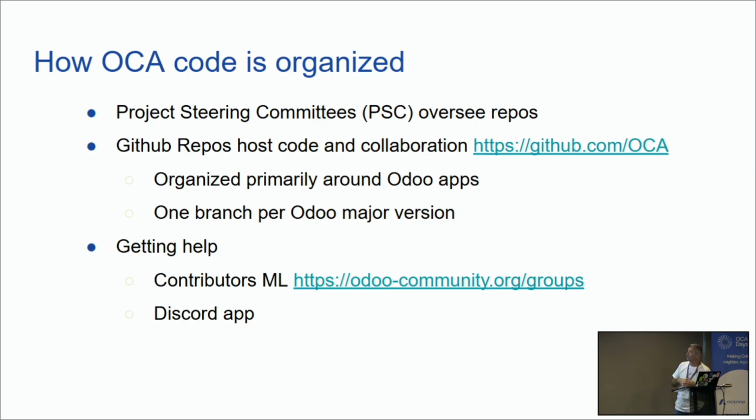Then, of course, the code is hosted in GitHub under the OCA organization, and it's organized in repositories that are organized by topic, by application. Some topics are large, like stock or inventory.